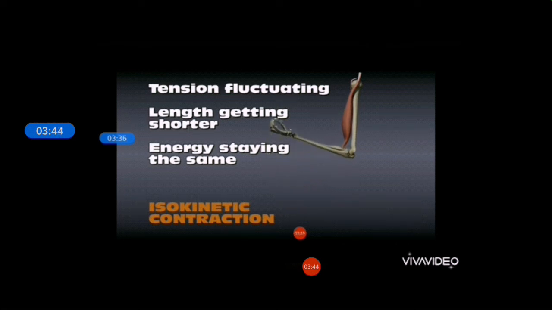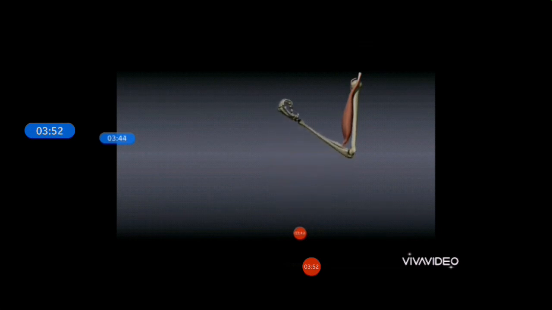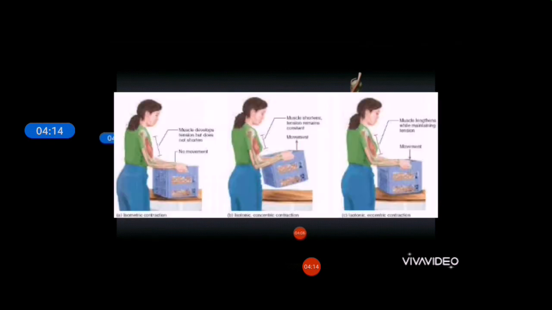Now the third type of contraction is the isokinetic type of contraction, where the tension keeps on fluctuating. The length gets shorter and longer as the movement of the muscle keeps going on, but the energy system remains the same. Here you can see the major effect of this exercise is to build the strength of the muscle, but it always needs a dynamometer or some special machines which allow these types of exercises. These machines are called isokinetic devices, on which the patients sit and perform these activities.